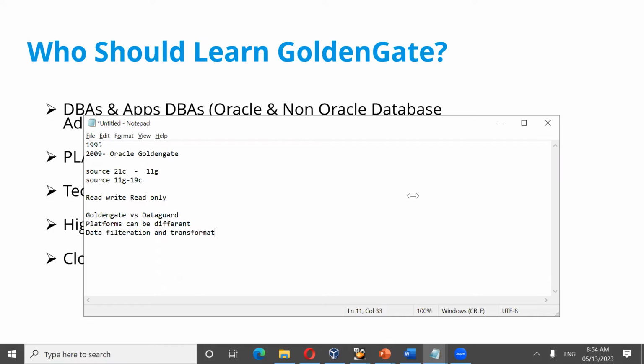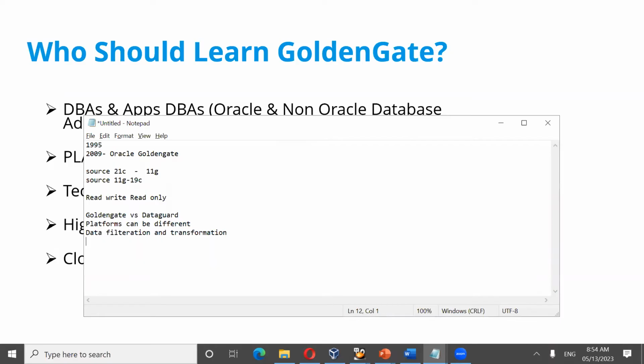So GoldenGate supports data filtration and transformation as well. That means with GoldenGate, as I told you, you can filter out the data. You can transform the data as per business requirement. However, with Data Guard, you cannot. Okay. Now, GoldenGate is also used as business intelligence. With Data Guard, it cannot.